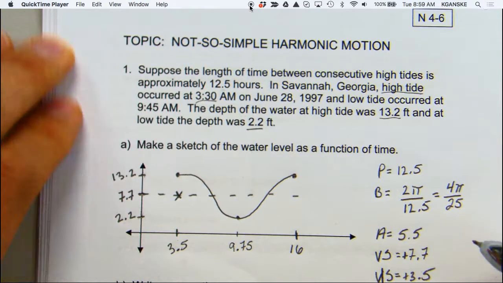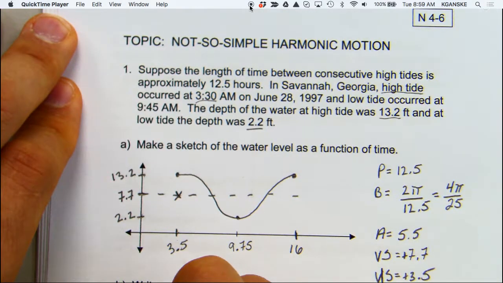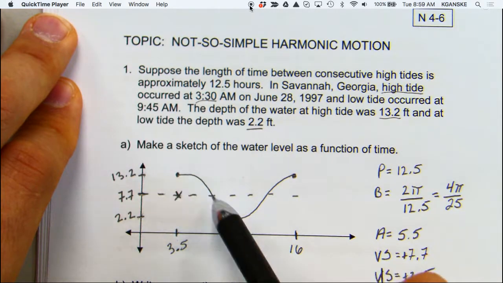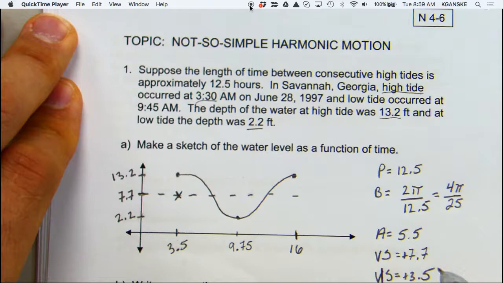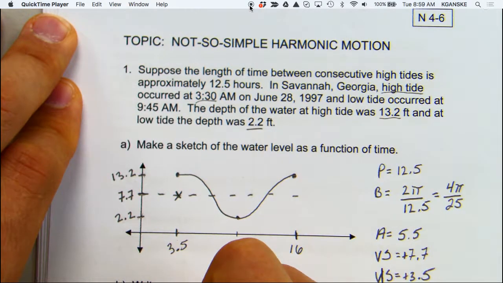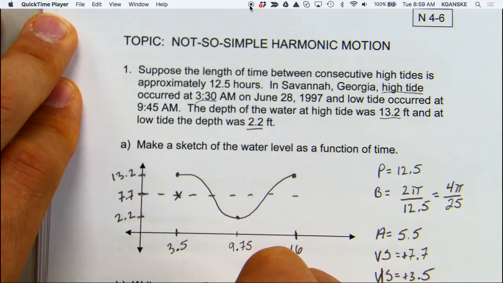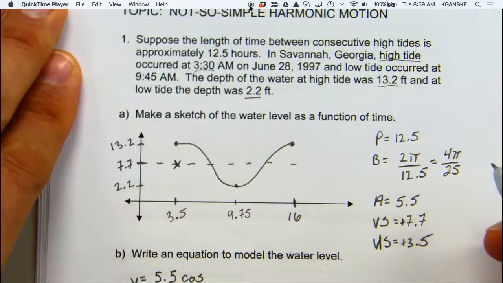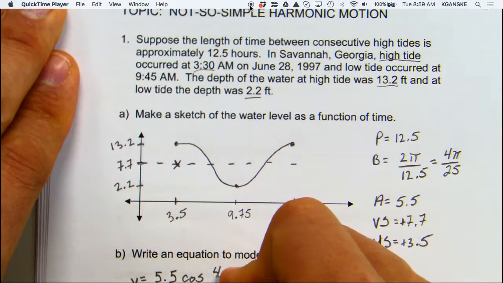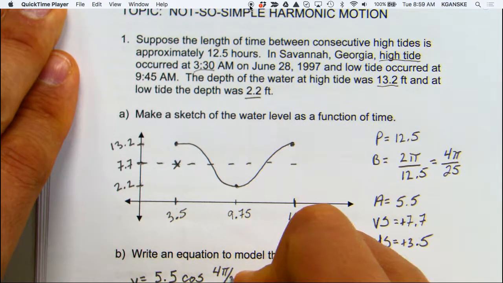Okay, so when I go to make my equation, I've got a positive cos graph here with an amplitude of 5.5. Okay, I've got a b of 4 pi over 25.